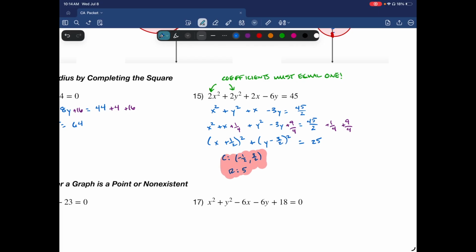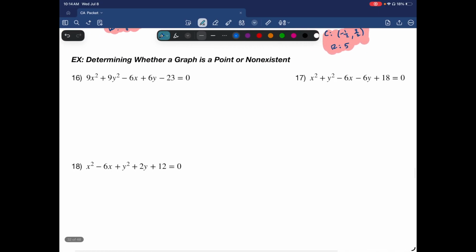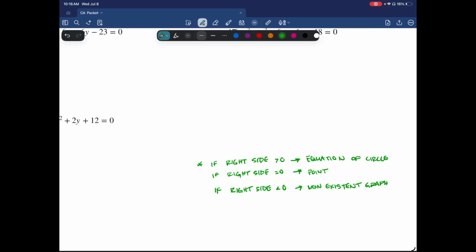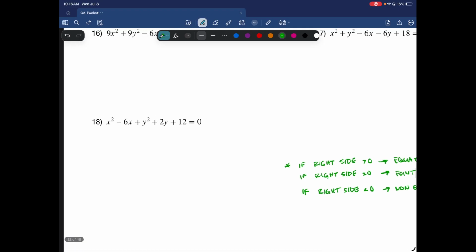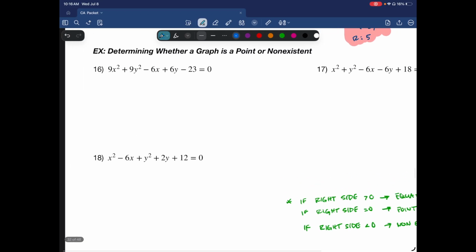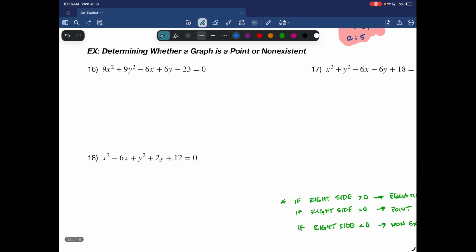Okay, last section. We want to determine whether a graph is a point or non-existent. So here's what we got. If the right side is greater than 0, this entire thing is the equation of a circle. If the right side is equal to 0, I have a point. And if the right side is less than 0, the graph doesn't exist at all. Okay, so let's go back to 16. Once again, the x squared and y squared coefficients need to be 1, so we'll divide everything by 9.